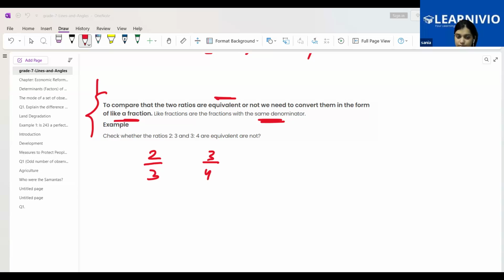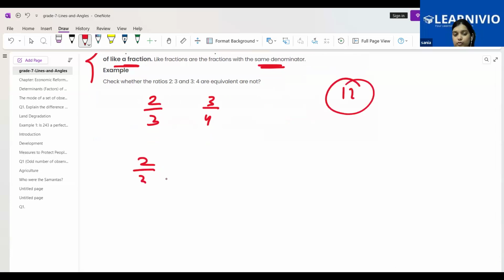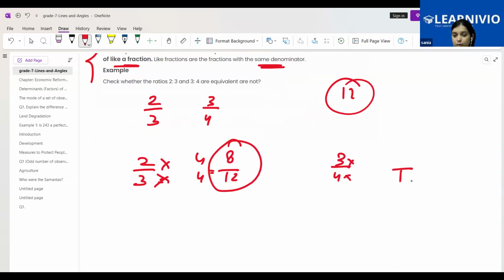Can you explain how they are not equivalent? You will take the LCM first, right? For 3 and 4, the LCM is 12. So 2 upon 3, multiplied by 4 on the numerator and denominator, gives 8 upon 12. And then 3 upon 4, multiplied by 3, gives 9 upon 12. So 8 upon 12 and 9 upon 12. So they are not equal, right? Yes, ma'am.